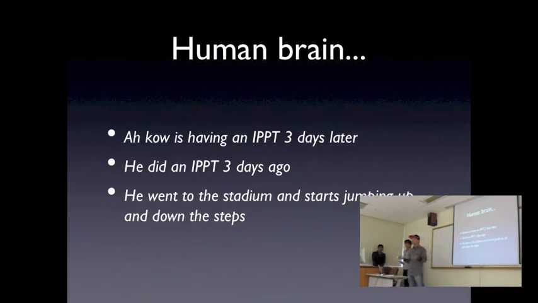Perhaps someone in front can give me an answer. From the first two sentences, what can you infer? The guy in green. You. Don't look at me. What do you think happened? He's having an IPPT 3 days later, but he just did an IPPT 3 days ago. Have you been to the army? Yes. I don't understand what you infer from these three sentences. What do you understand? He didn't pass his IPPT.